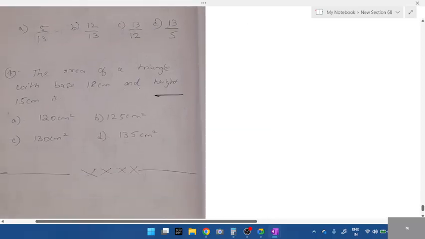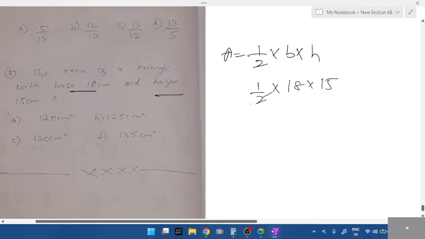When base and height are given, which formula do we use? Area is half into base into height. Base is 18, height is 15. Half of 18 is 9, 9 into 15 is 135, right?